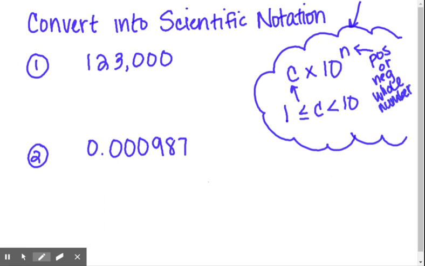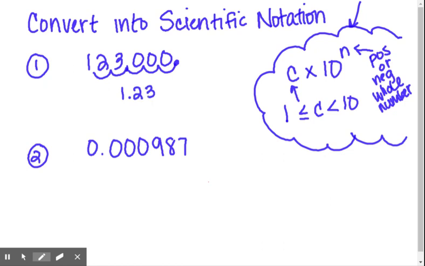So if we look at example number 1, it says 123,000. So the first thing we should do is, well, identify where the decimal is. So currently, you should understand that the decimal is located at the end of the number. And we need to move the decimal place so that it becomes a number that is between 1 and 10. So to do that, I'm going to move the decimal place a few places. 1, 2, 3, 4, 5. And we get 1.23. Now, that's great because that number is between 1 and 10.